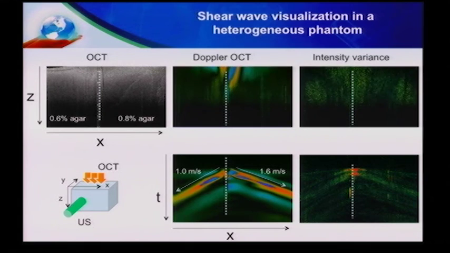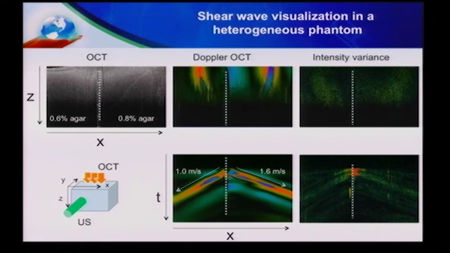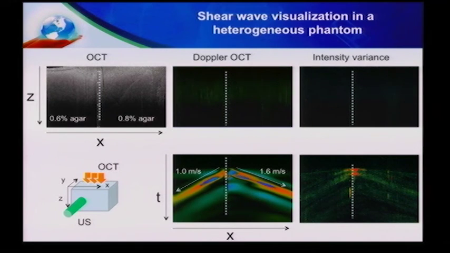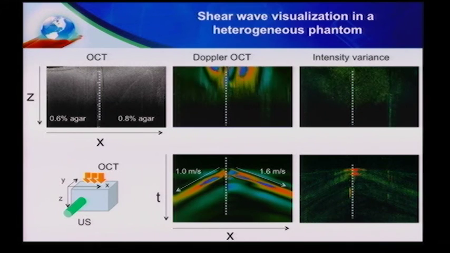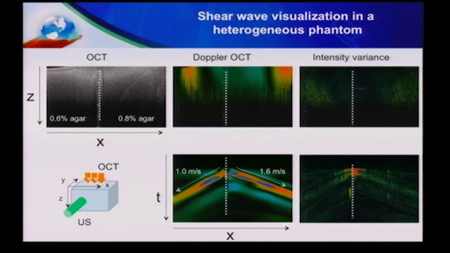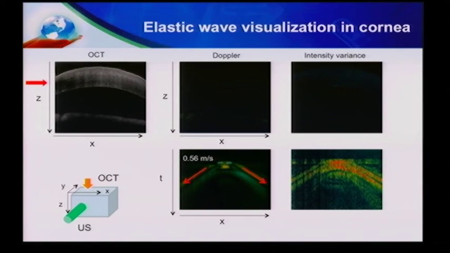Now, I can look at the phantom not only vertically, you can also look horizontally at the shear wave. The left and right are different concentrations. You can clearly see that from the slope, you can identify the tissue mechanical property. And we also applied it to the cornea, where you can look at shear wave propagation. From the slope, you can quantify that tissue property.